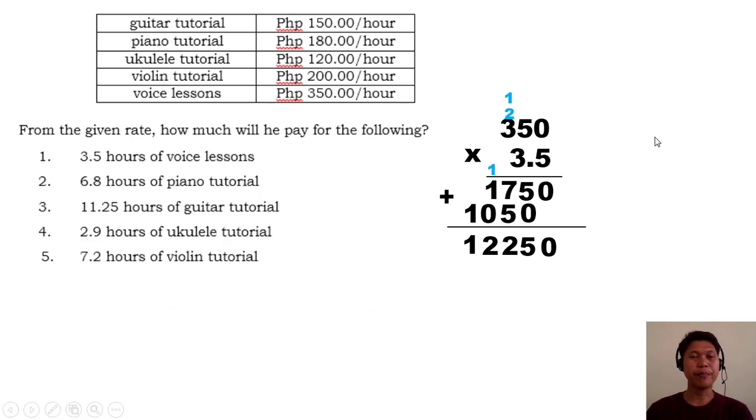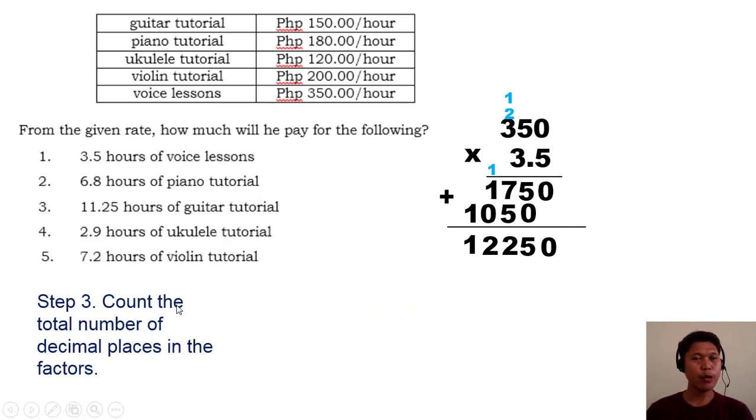Now we have step number 3. Count the total number of decimal places in the factors. So bilangin natin. So ito yung factors. We have the multiplier, the multiplicand and the multiplier. So we have one decimal place only. Kasi after the decimal point, yun ang bibilangin natin to the right side. So yan, yung 5, yan ang the only one decimal place. So we have one decimal place for here.